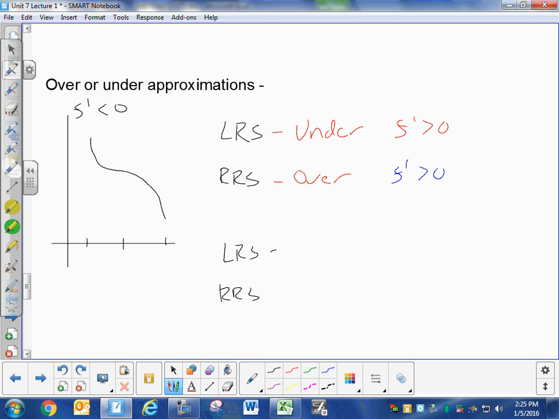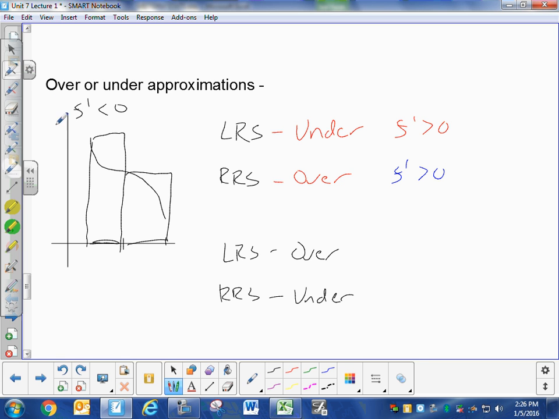So let's talk about a left Riemann sum. I'll use two bases from here to here, here to there. Here's my first base right there. Here's my second base and my second height. So those are my two rectangles. It's definitely going to be over. Conversely, the right Riemann sum we can find is under.